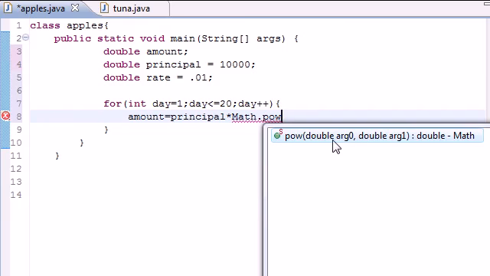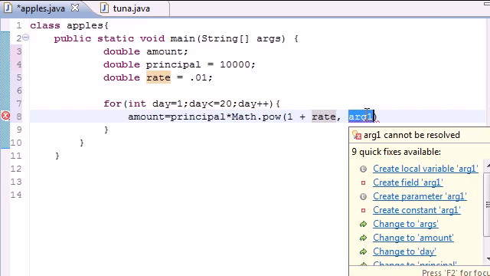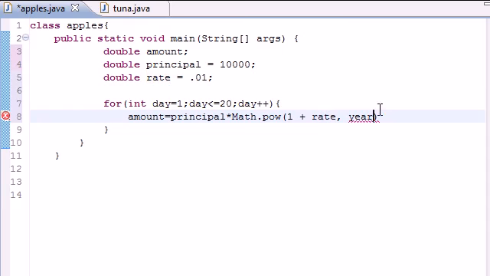Now again, you can see right here that it takes two arguments. The first argument is what's in the parentheses, and the second argument is the exponent. So let's go ahead and add those arguments right here. The first thing, what's in the parentheses, is 1 plus rate. And what do you want to give the exponent? Year. Or let's see what it was, day actually. So now we have amount equals principal, which is 10,000, times 1 plus 0.01 to the day, and that day is going to loop.